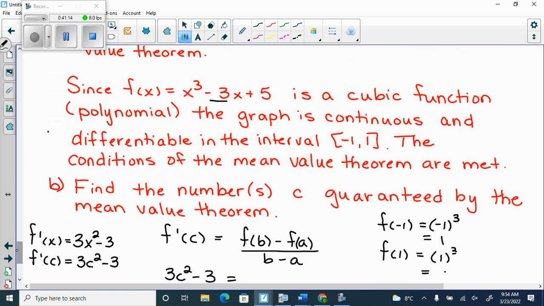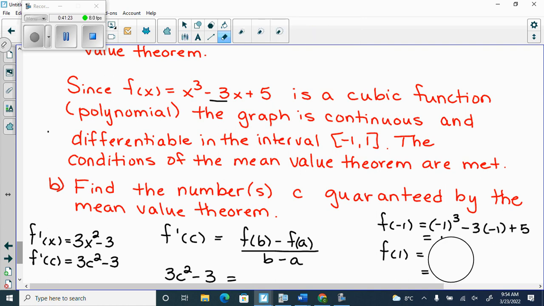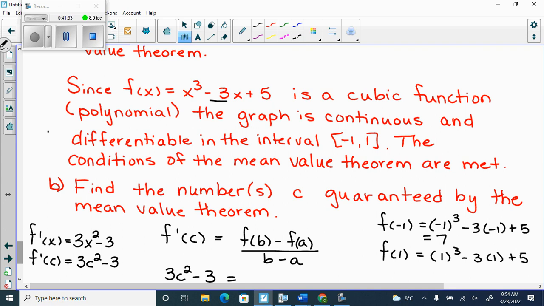All right. Minus 3 times negative 1 plus 5. So it's 8 minus 1, which is 7. And then this one's going to be 1 cubed minus 3 times 1 plus 5, which is?